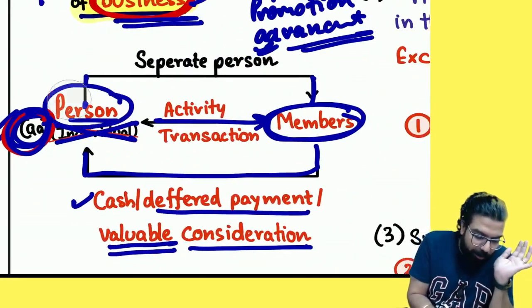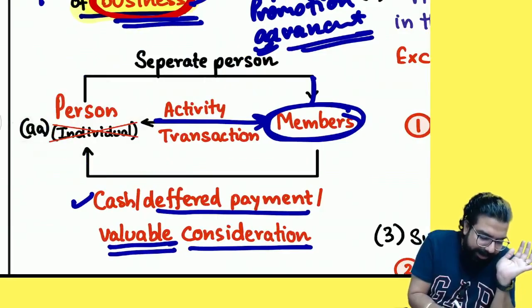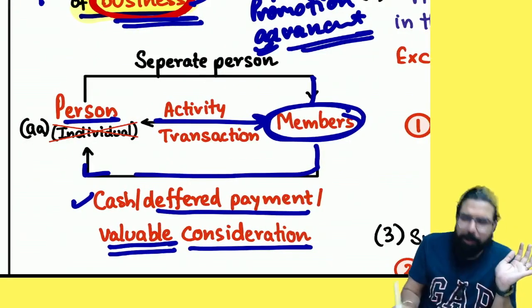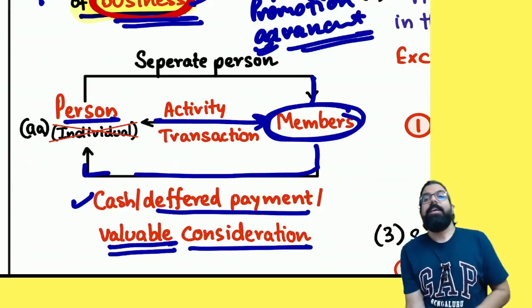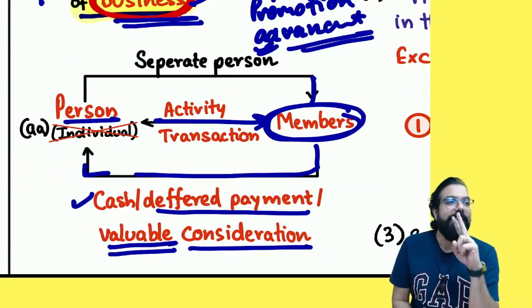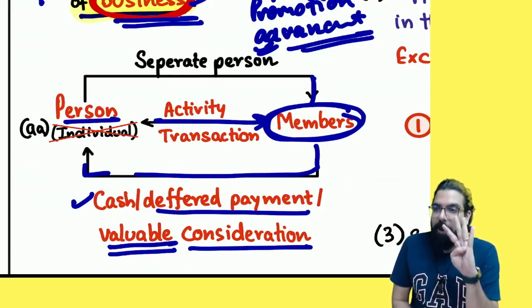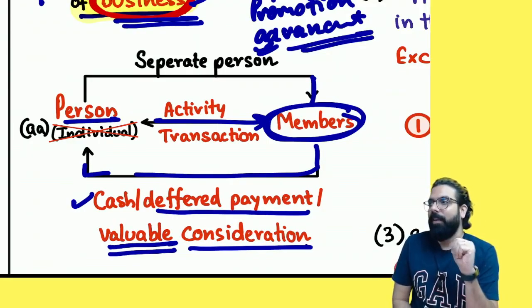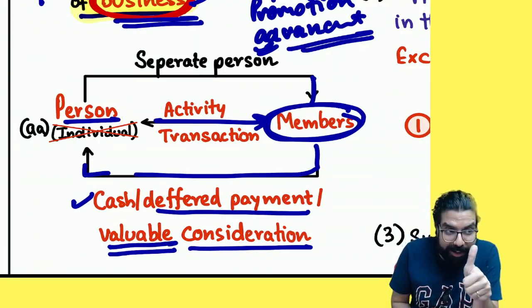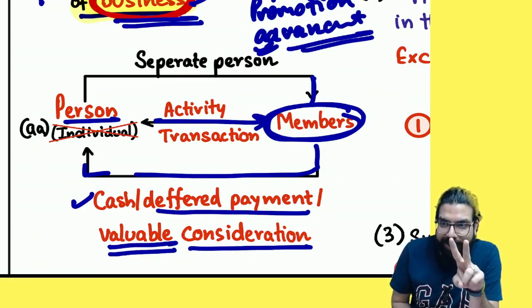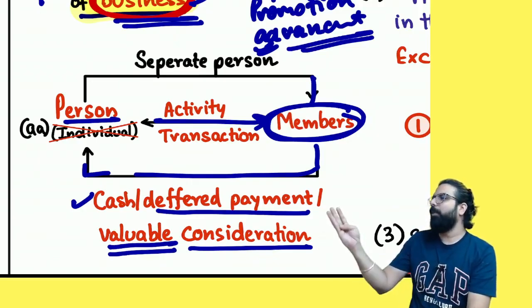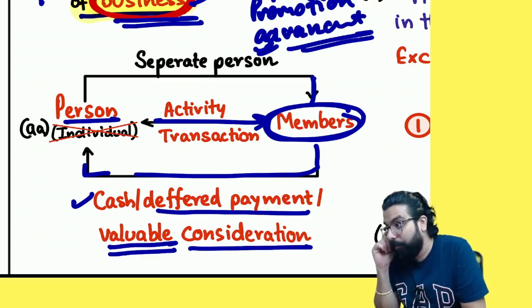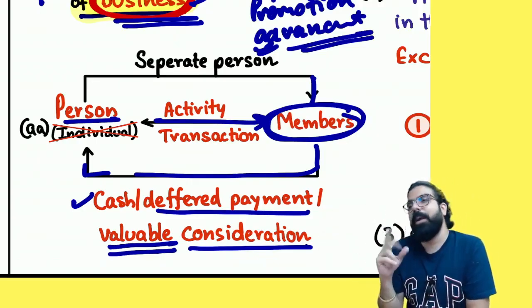Person, people, do you know what is a person? You would have learned it. Person means what? Individual, HUF, company, partnership firm, association of persons, body of individuals, artificial juridical person. As of now, individual. Now you tell me one thing. What's a club?